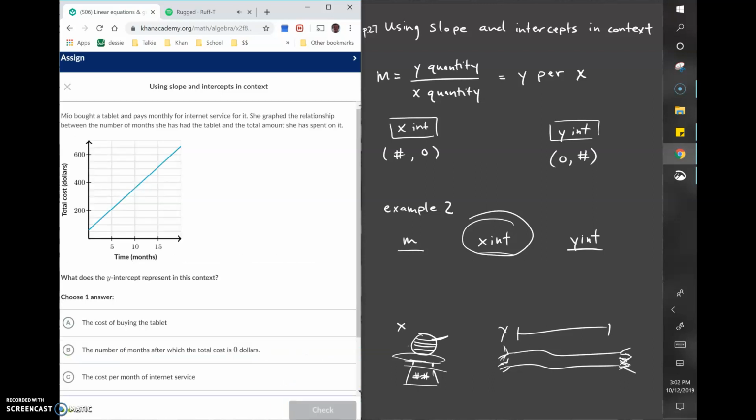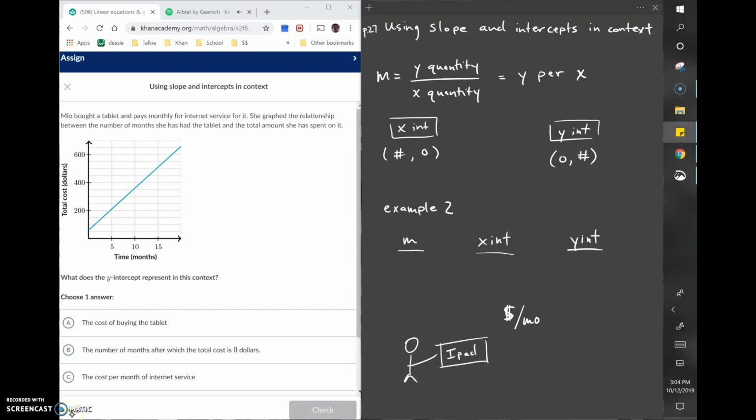Alright, go ahead and pause the video and see if you can figure out what this problem's about. You probably figured it out, but this problem's about Mio buying a tablet, maybe an iPad, and then paying monthly for the internet on that iPad. The question is asking us what the y-intercept is. The y-intercept has an x value of 0, and based on where this blue line starts on the y-axis, each of these lines probably represents 50, so it's probably 50. Let's just say it's 52, and x represents time in months, so 0 months and $52. What could that mean?